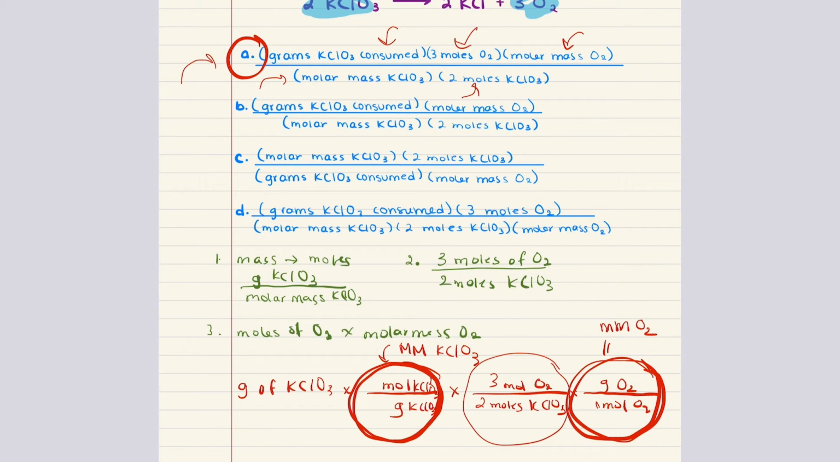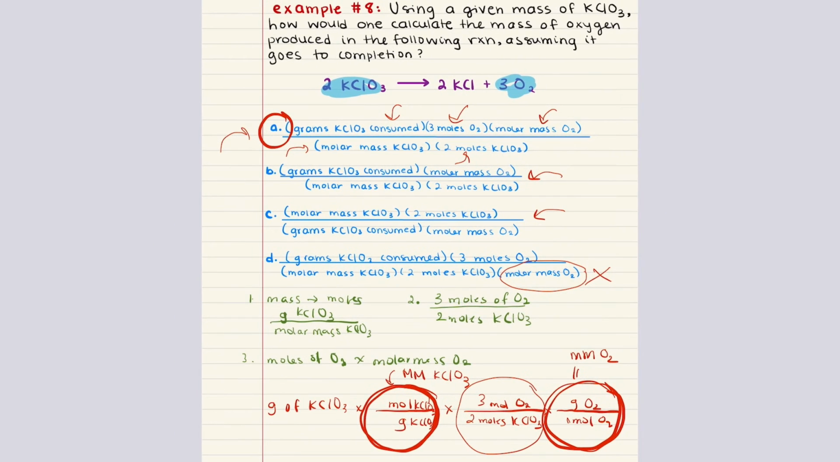If we look through the other answer choices, we notice that answer choice B doesn't have right off the bat the ratio that we want that helps us convert from grams and moles of potassium chlorate to moles of oxygen gas. We should have this 3:2 ratio of O2 to potassium chlorate that we don't even see in option B or option C for that matter. In option D, we have this division by molar mass of oxygen as well, and that's incorrect. And so the correct answer for 8 here is going to be answer choice A.